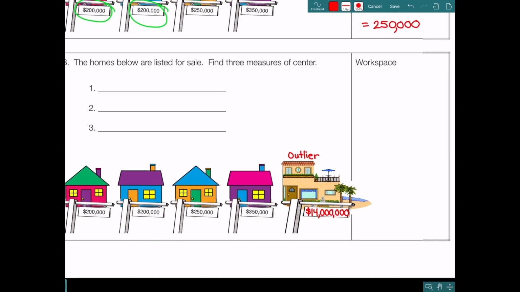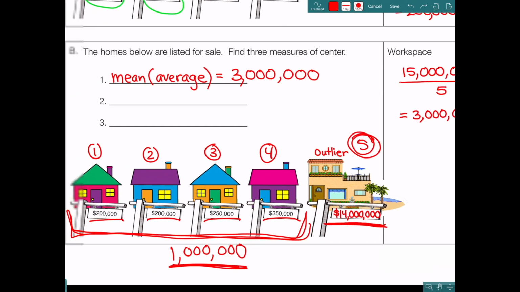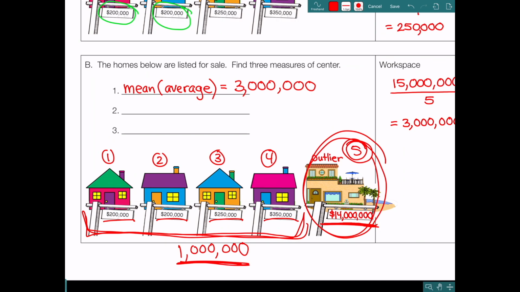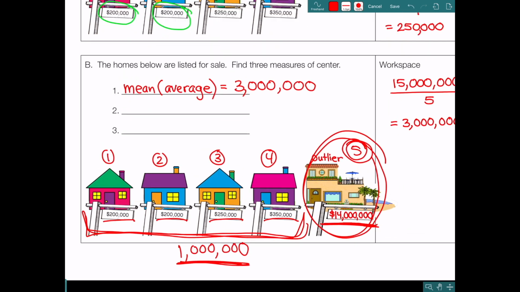So even though the math is correct, we did all the work correctly, and the mean of these houses is $3 million, because of the outlier, because of this house here, the mean doesn't feel correct. It feels wrong, even though all the math is correct. So when you have an outlier like this, the mean is not always the best way to measure the center. So let's see if we can find the center value of these houses a different way.